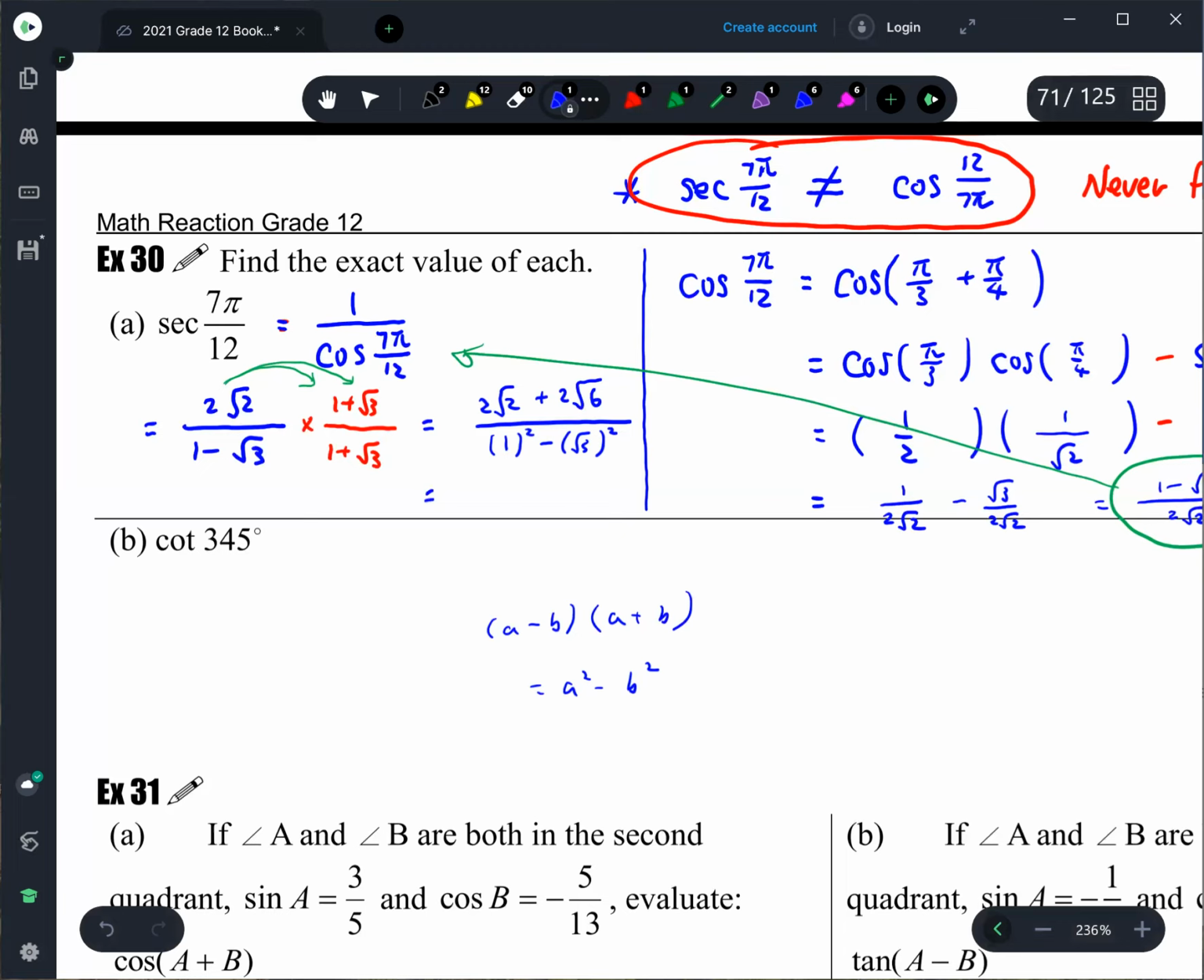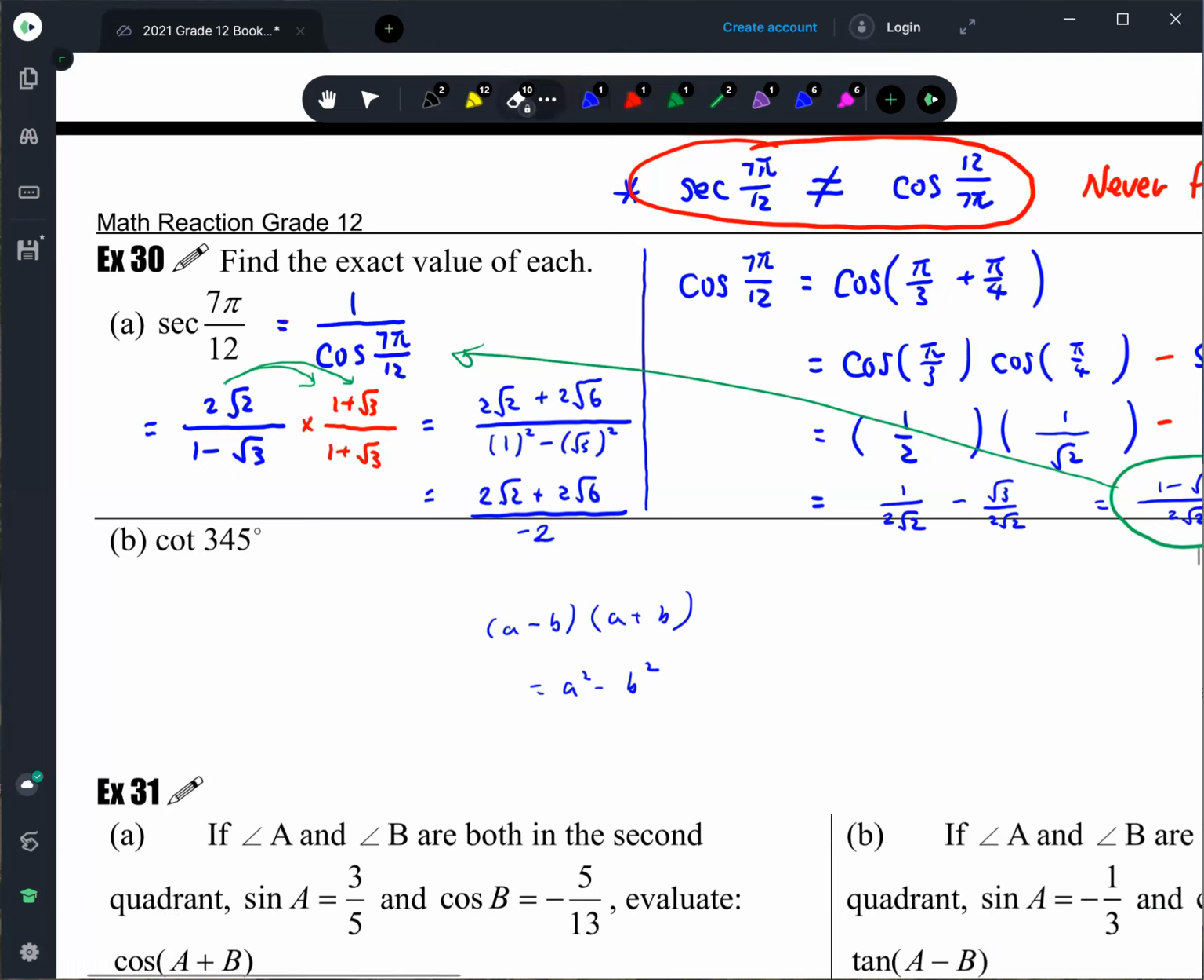All right, let's simplify a bit more. The top we will keep there. Denominator, 1 squared is 1, right? Root 3 squared is 3. So 1 minus 3 is -2. Does anyone have questions so far?